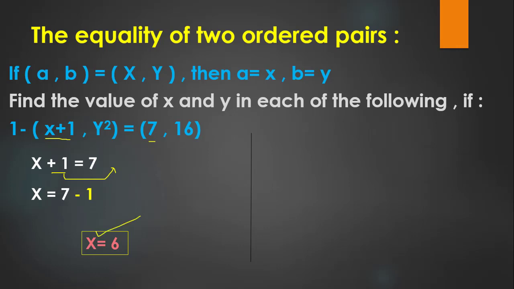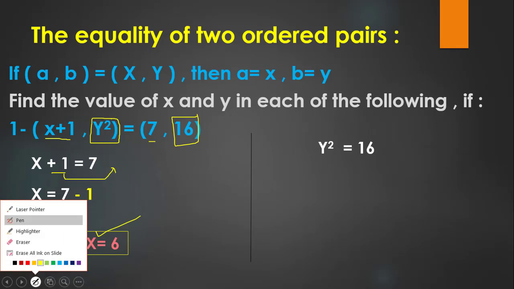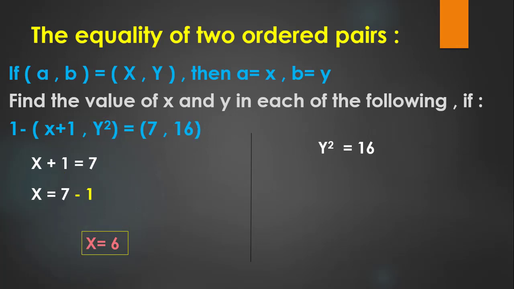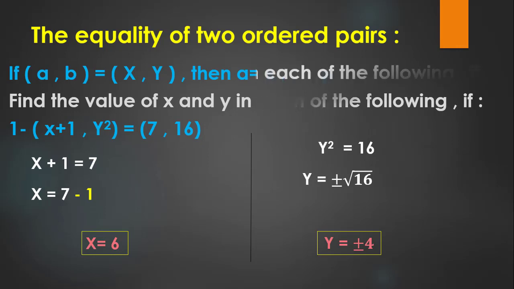What about y? Here we have second projection equals second projection. So y power 2 equals 16. If y power 2 equals 16, now I want the value of y. For that reason, I'll take the square root for both sides. But don't forget positive or negative. Okay, so y equals positive or negative 4. What about another exercise?